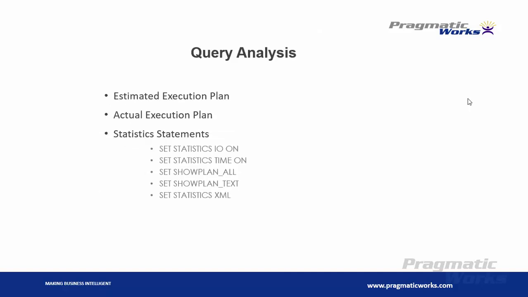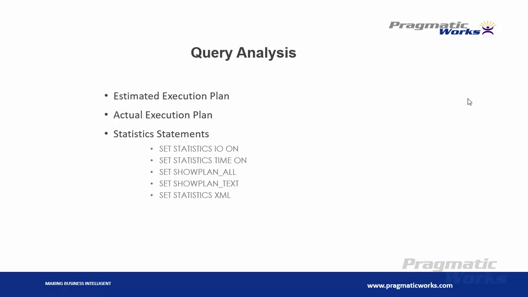When we investigate queries at the execution plan level, there are various things we can perform during our query analysis. We can look at the estimated execution plan and the actual execution plan. The estimated execution plan is generated before we execute the query. The actual execution plan is generated after we've executed the query, and it gives us the actual plan that was used to execute that query.